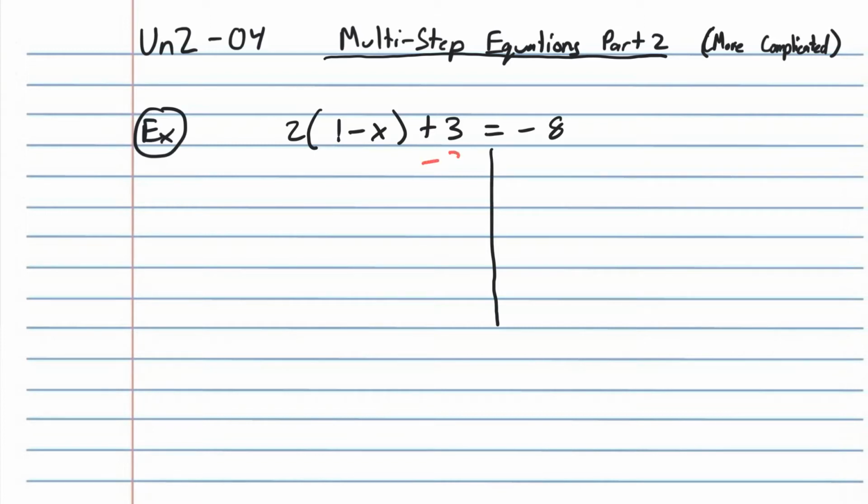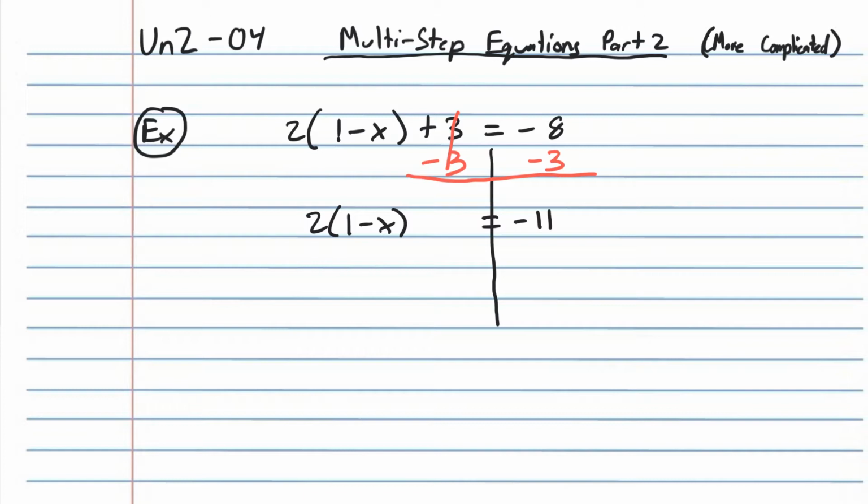So subtract 3 from both sides, and then bring down the leftovers. -8 minus 3. Again, use calculators if you need to. No big deal there. And you would get -11. So that's one way you could have started this question.